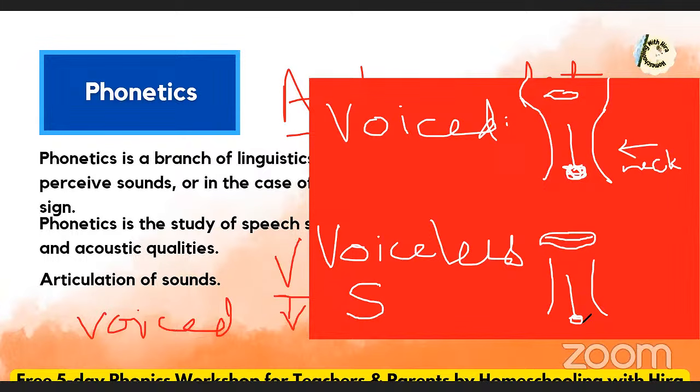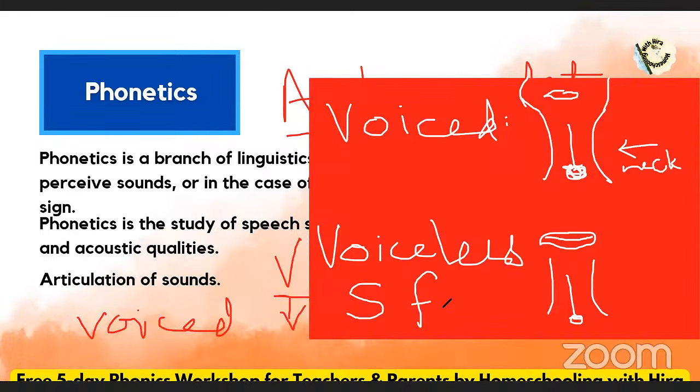Do you find any vibration in your throat? Write it in the comments box. If you are doing it, please write it in the comment box. Do you find any vibration in your throat while saying s? Do you find any vibration in saying the sound of letter F?